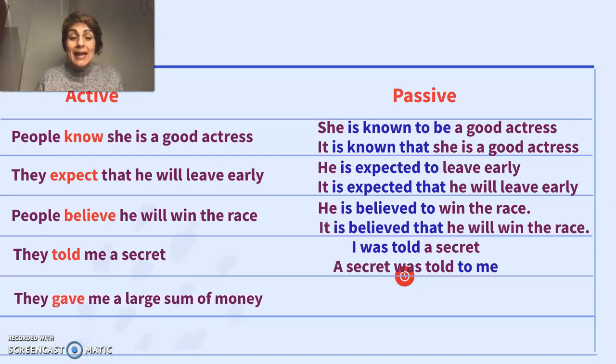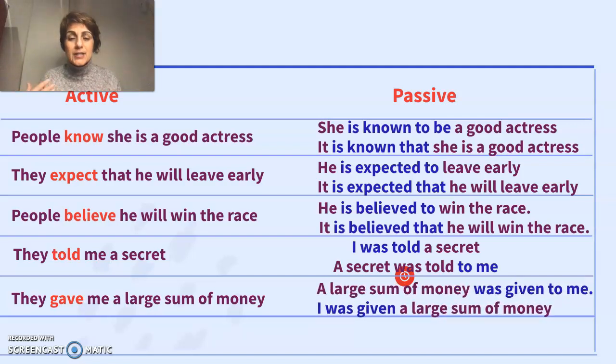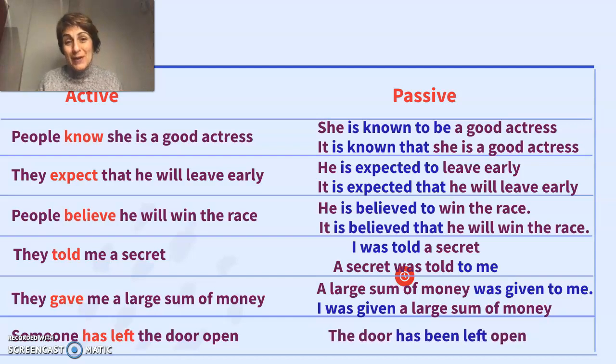Well, we can have they gave me a large sum of money. So, once again, we have two objects. So, a large sum of money was given to me, or I was given a large sum of money. And just to conclude, let's go to the basic one. Someone has left the door open. So, the door has been left open.